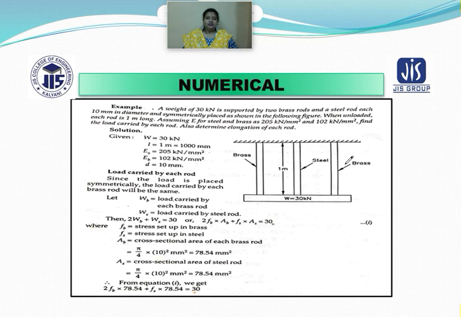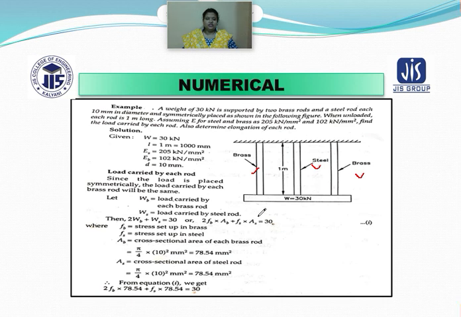And then the same numerical you can see here, same concept, that is, this bar is brass and this is steel. So weight has been given as 30 kilonewtons. So this weight is of what? Bar 1, bar 2 and bar 3. And modulus of elasticity is different for brass and steel because they both are different material. One is brass, another is steel.